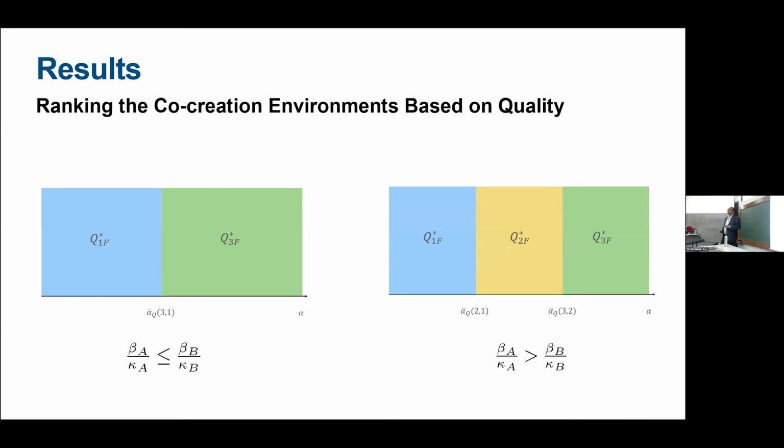If firm A's relative contribution is higher, then there is this intermediate region where, from a quality perspective, we want firm A to be the collaborator, and firm B should stay out. And then if consumers are willing to pay significantly for quality, from the quality perspective, all three firms should come in and collaborate. Okay, question.